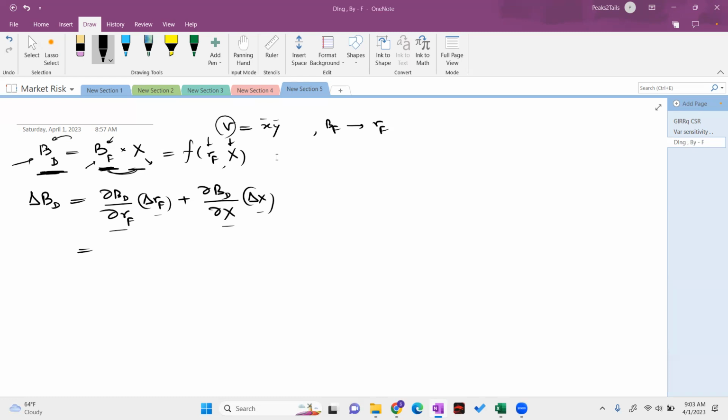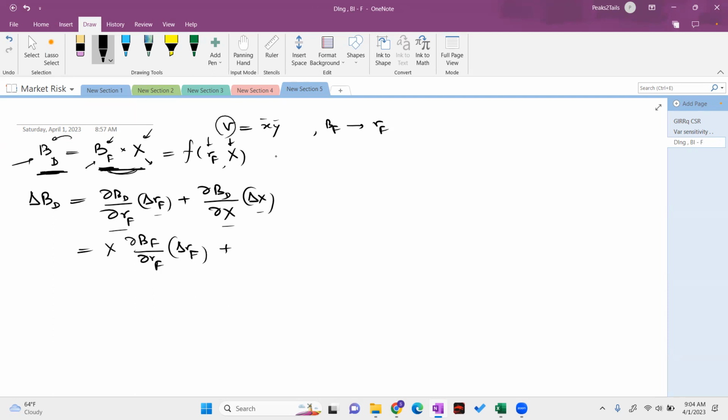What's the derivative? This is a product, right? We are differentiating with respect to RF. Does X depend on RF? X does not depend on RF, right? So X will come out. This will be delta BF by delta RF. I have not done anything fancy. It's just a product of two things. I'm taking partial derivative with respect to RF. X will be treated as a constant. X will come out. Delta BF by delta RF.